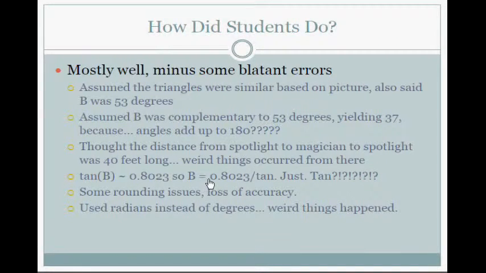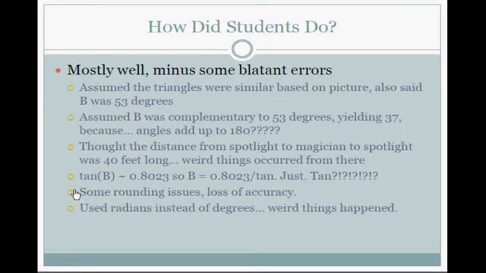So for students who were just like, oh, it's 0.8023 divided by tan, I was like, no. I knocked off quite a few points for that, because they obviously did not understand what was going on here with our inverse tangent function, and again, some students were still confusing the inverse function with the reciprocal of a function. So again, that's probably where part of these issues were coming from.